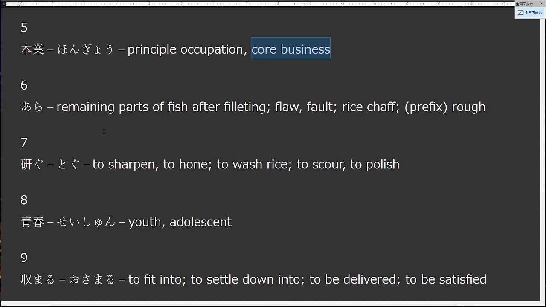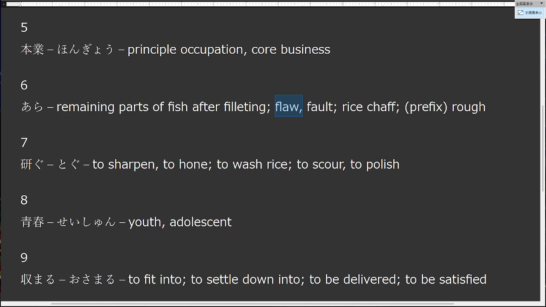Number 6 is ara. Ara are the remaining parts of a fish after filleting, the remaining parts of rice after you've got all the parts that you want. It can also mean a flaw or a fault. If you're thinking about parts that you can't eat being a flaw, then this makes sense. And if used as a prefix, ara nani nani nani, then it means rough.